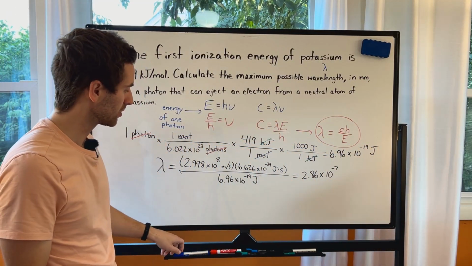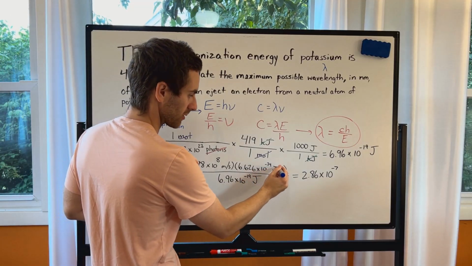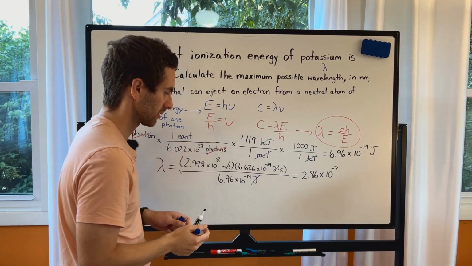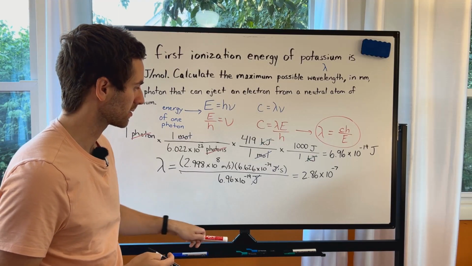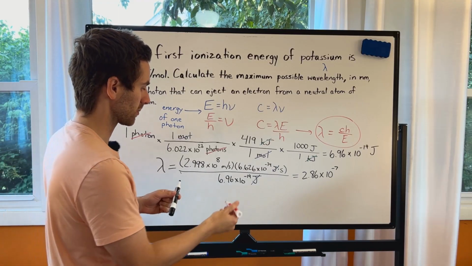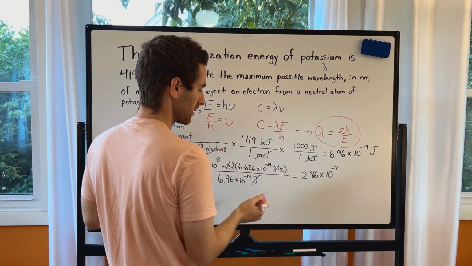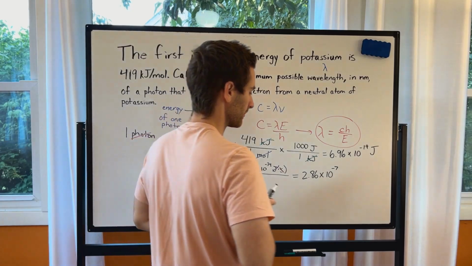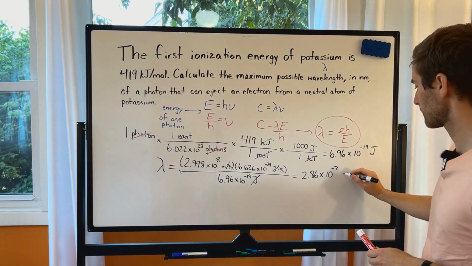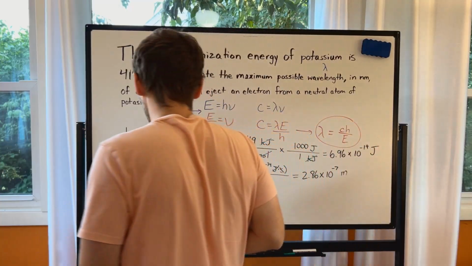If we look at these units here, these joules will cancel. And then these seconds will cancel because this is per second, this is times seconds. So those will cancel, and then you're just left with meters, which is a sensible unit of length, wavelength.